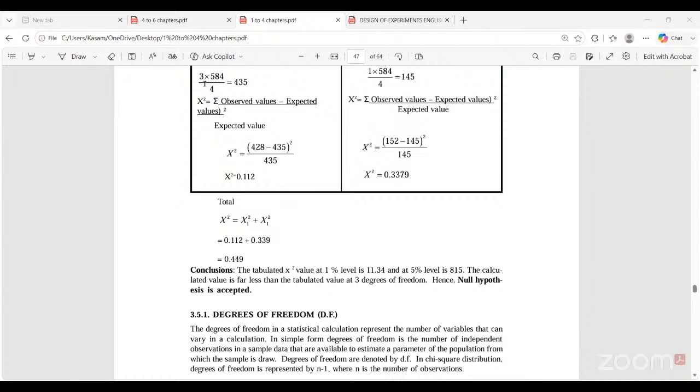So any doubts, note them; I will be available in the university camp. 0.112, sir. So this is 0.0379. So the total is 0.112 and 0.339, to 0.449. You have to see the 1% level of significance they asked here. So at the 1% level, the chi-square value is asked here. 0.449, 1% level is 11.34 and 5% level is 8.1.